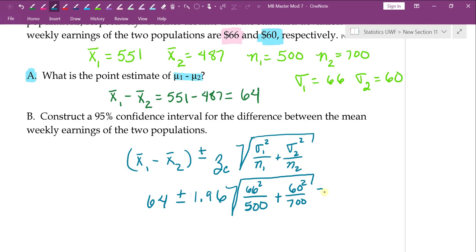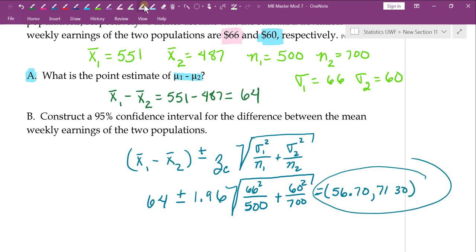So that's going to be equal to 56.70. And now we're going to add that instead of subtracting it. And our upper bound is 71.30. So it's a 95% confidence interval for the difference between the mean weekly earnings of the two populations.